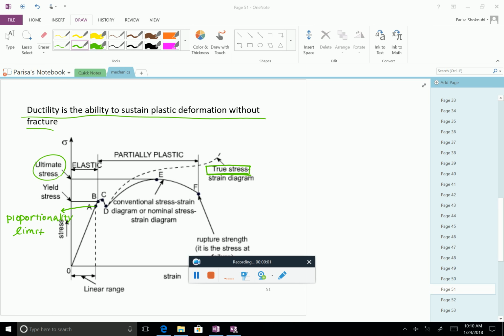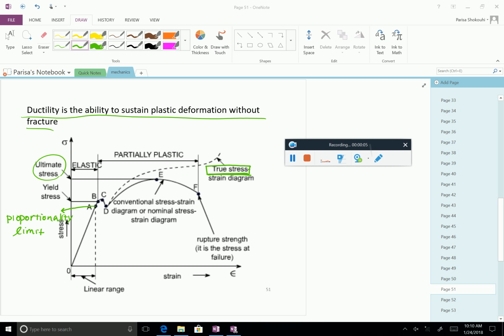So let's see if we achieve this goal, and I think it's achievable. Let me remind you where we stopped on Monday.